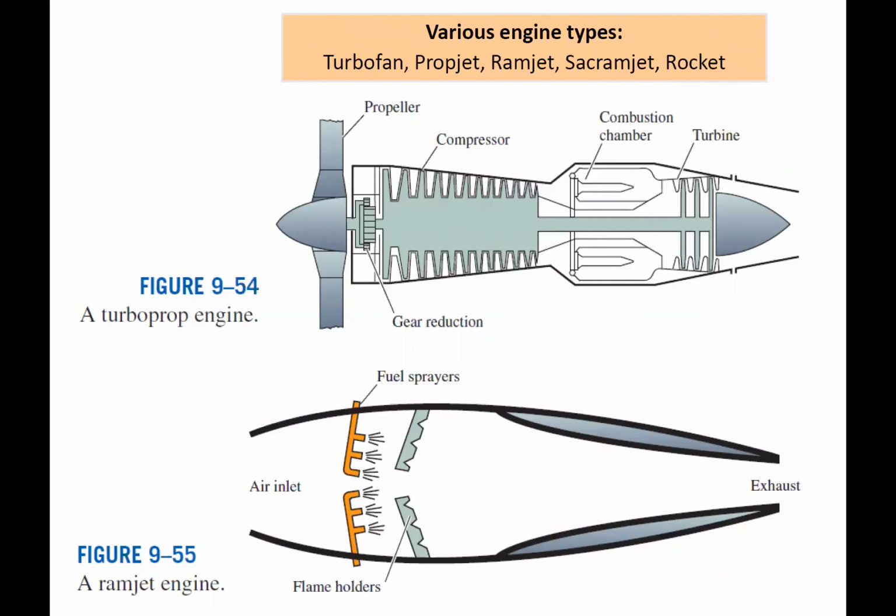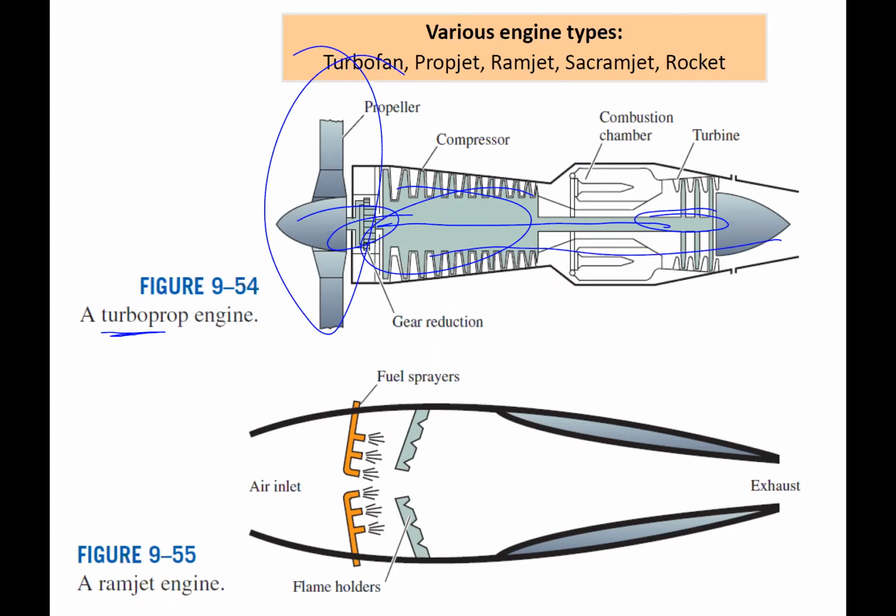So I was here. Okay, so we have a turboprop. In this case, we have the turbine running a propeller. So the turbine's running the compressor and the propeller. So we have it accelerating a large amount of mass a little bit using the propeller. But also we have the air coming through here, accelerating a small amount of mass a lot.